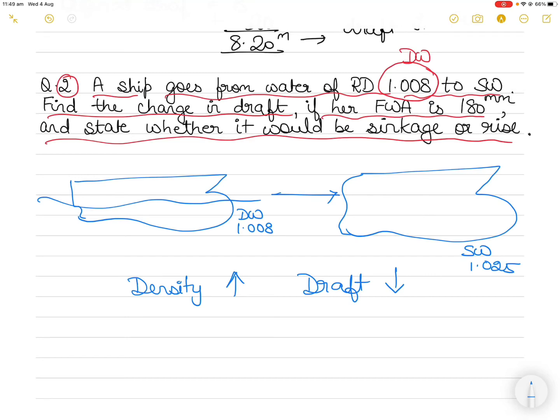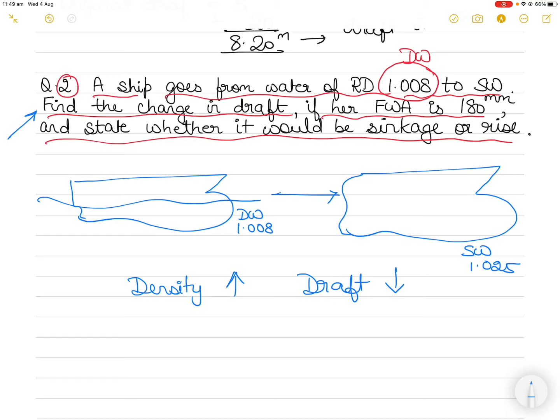So you already know that the vessel will be sinking. That means if draft is decreasing, the vessel is going to be sinking. Draft will become lesser than what it was before. Correct? So what do we have to determine? Find the change in the draft. We have to find the change in the draft, which is called the dock water allowance.